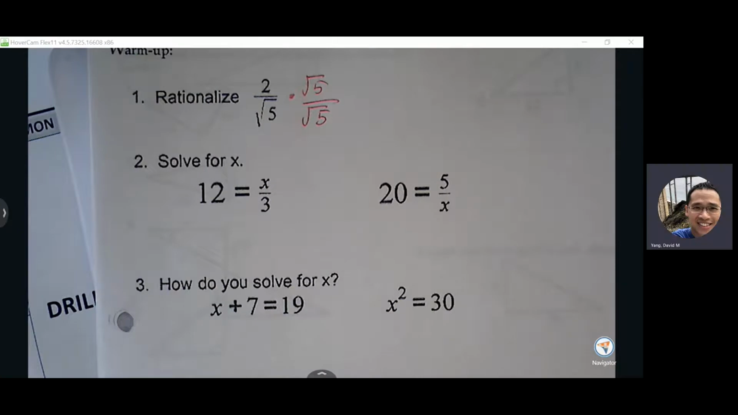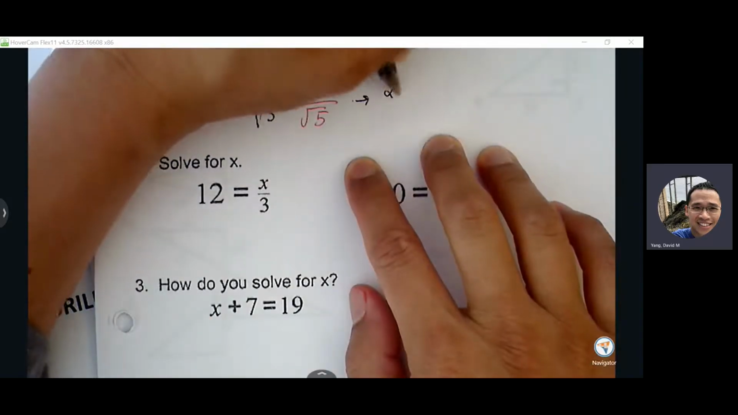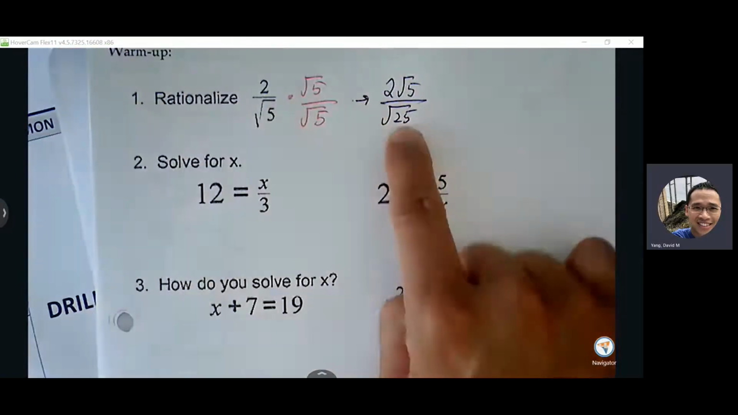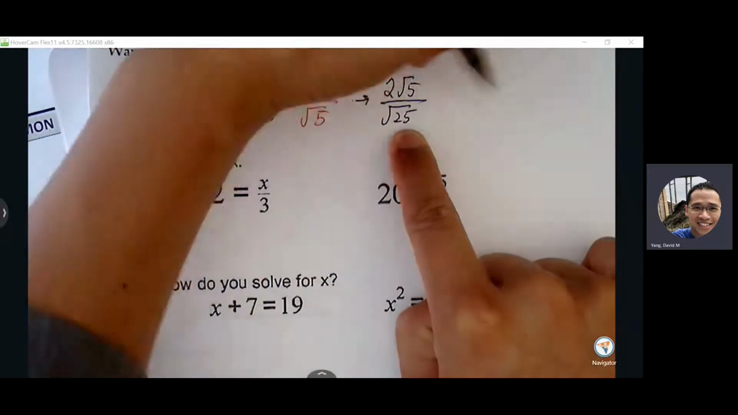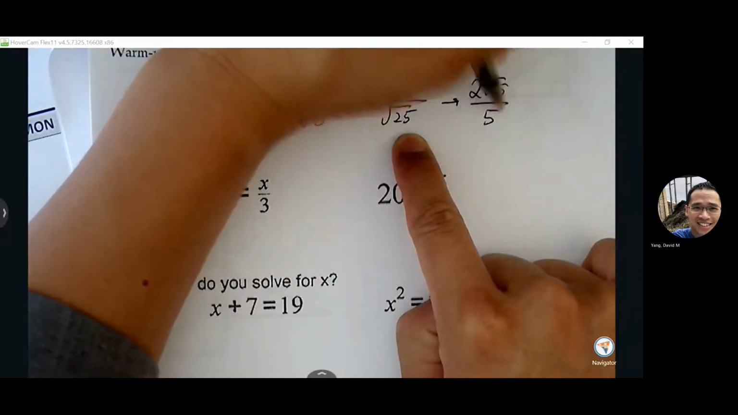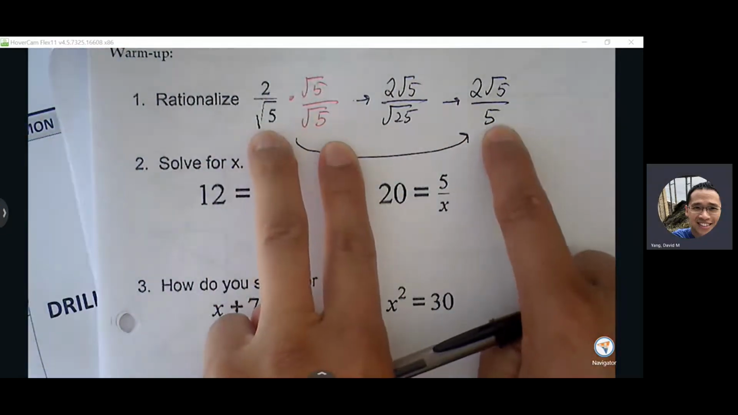So the numerator becomes 2 root 5. The denominator, root 5 times root 5, is root 25. Anytime I multiply two square roots together, the radical goes away, and I'm just left with that value inside. So this is 2 root 5 all over root 25. We can skip this step and go directly to 5 because we know that root 25 is 5. We can jump directly here if we like. Root 5 times root 5 is just equal to 5.